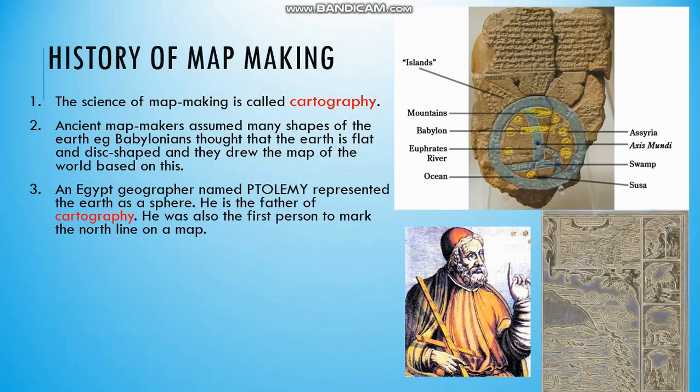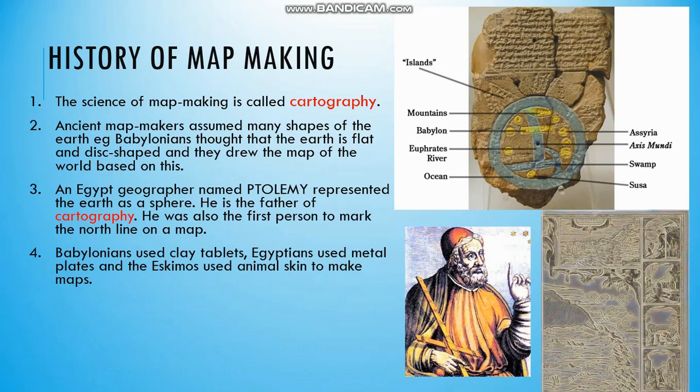An Egyptian geographer named Ptolemy represented the earth as a sphere. So that is why he is the father of cartography. He was also the first person to mark the north line on a map.